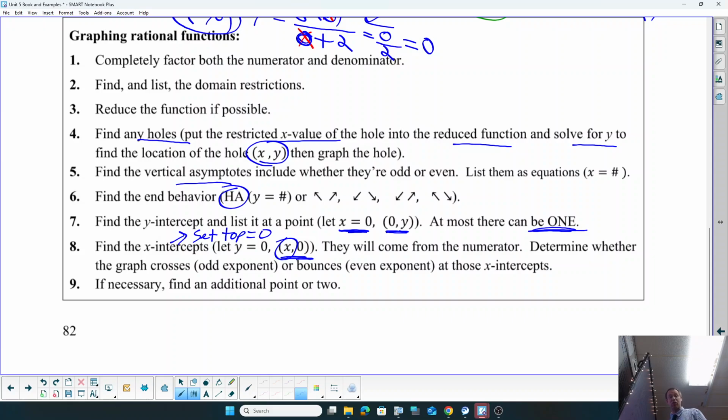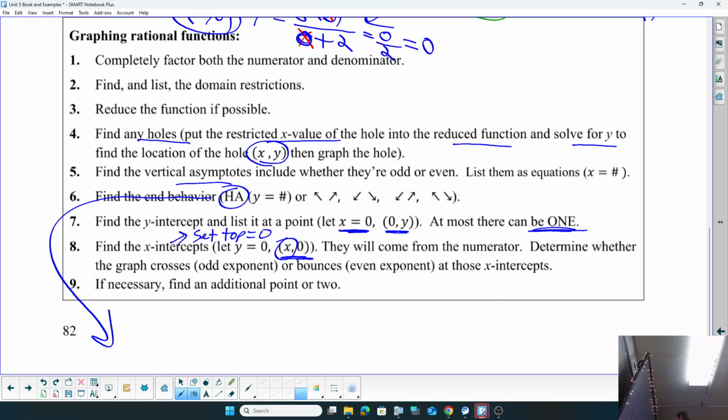So does your vertical asymptote have a power, like parentheses to the first power, odd? That would be like down, up, or up, down. Or does it have parentheses like x minus 2 all squared? Squared would be even, so that'd be like up, up, or down, down. So good. And then also for the horizontal asymptote, this guy.